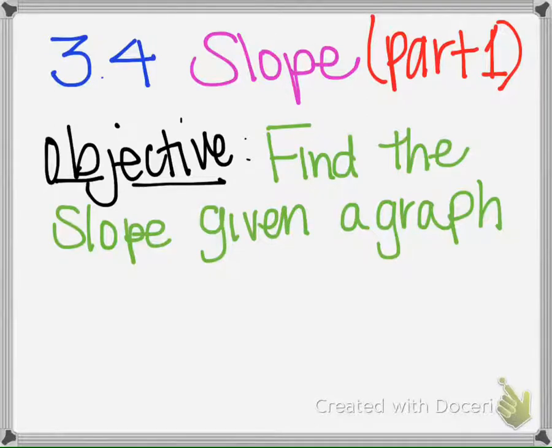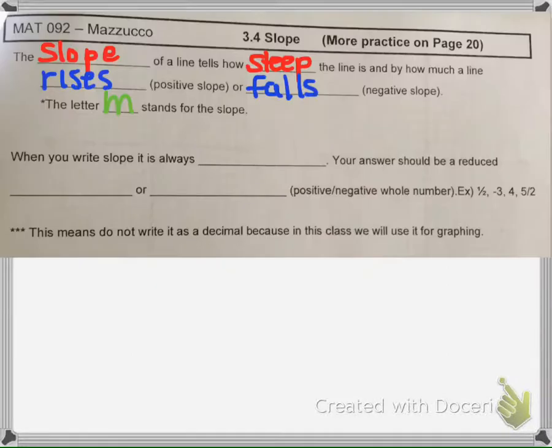This video will teach you how to find the slope given a graph. The slope of a line tells you how steep the line is and by how much a line will rise or fall. So a line that rises from the left to the right will go up. That's an example of a line that rises, and one that falls has a negative slope, and from the left to the right it's going down.